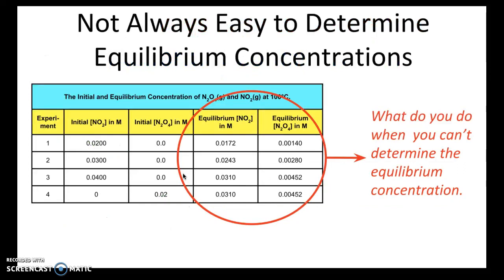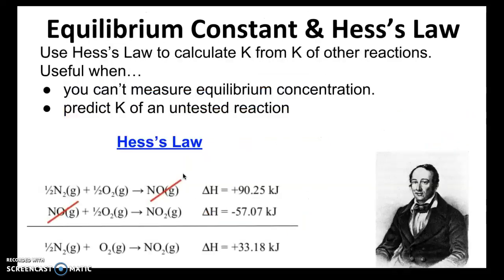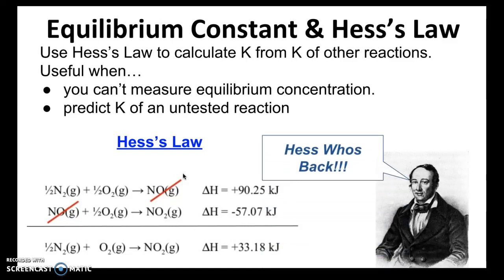All right. Now that we see how to calculate it, do we always get a nice convenient chart like this? No. There are cases where we can't determine the equilibrium concentrations, and that's what you need in order to calculate K: the concentrations at equilibrium, not initially, not halfway through, but at equilibrium. So what if you couldn't determine them? What do you do then? Well, in this case, you have this handy dandy tool, which is known as Hess's law. That's right, Hess is back.